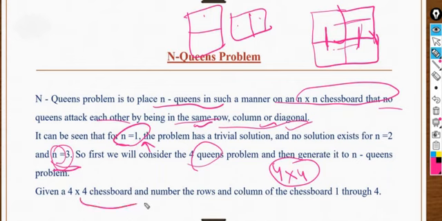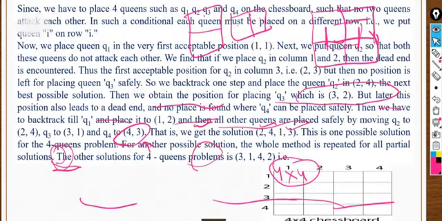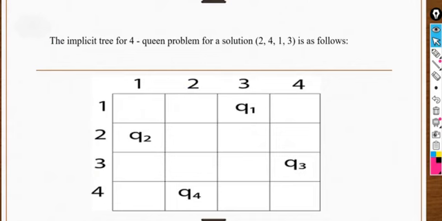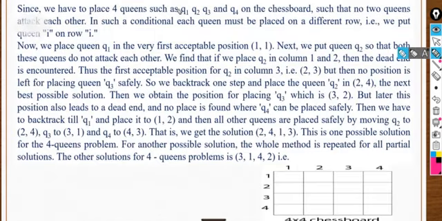If you have the 4 by 4 chessboard, and the number of rows and columns of the chessboard is 1 through 4, how can you define the chessboard here? Since we have to place 4 queens, how can you place them? Q1, q2, q3, q4 are the names of the 4 queens that you have to align on the chessboard. No two queens attack each other. The condition is that each queen must be placed on a different row.